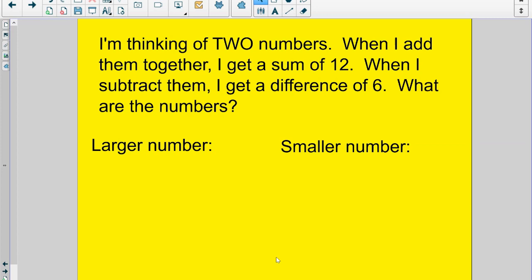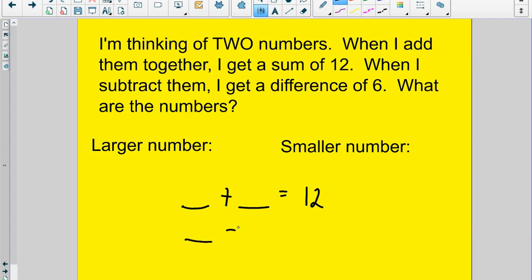All right, so when I add them together, I get a sum of 12. So that means if I were to add two numbers, they have to add up to 12. When I subtract them, I get a difference of 6. So we can just start with guess and check. Are there two numbers that add up to 12? Well, 6 plus 6 is 12, but 6 minus 6 is 0. So it's not that. Let's see what else.